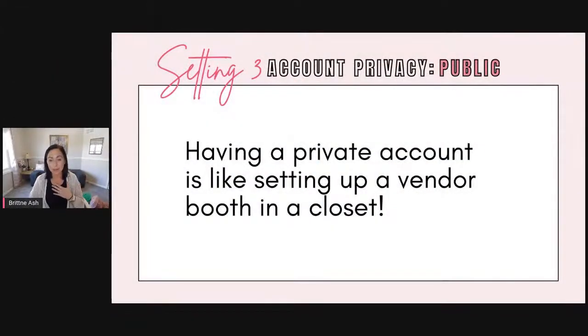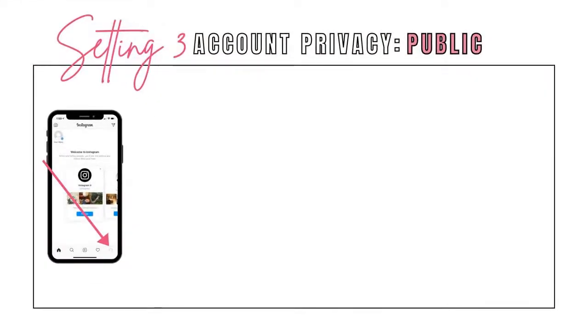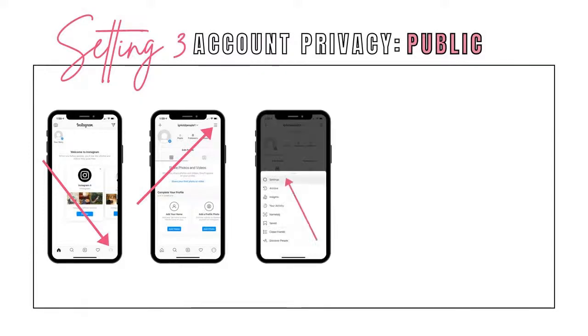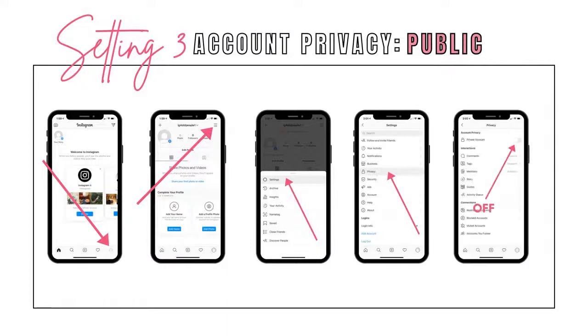Otherwise, it's like setting up your vendor booth in a closet. So here's how you set up this setting. You're going to click your profile again. You're going to click the 3 lines at the top. You're going to click on settings. You're going to click on privacy. And then just make sure where it says private account, that toggle switch is turned off. And that's how you can make sure that you have a public account.